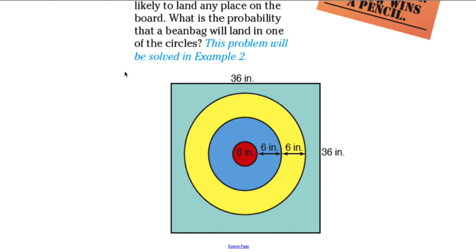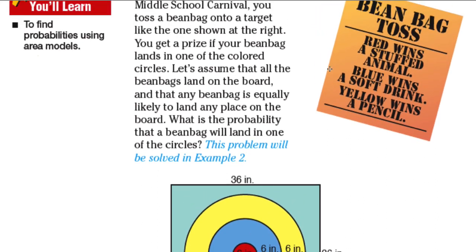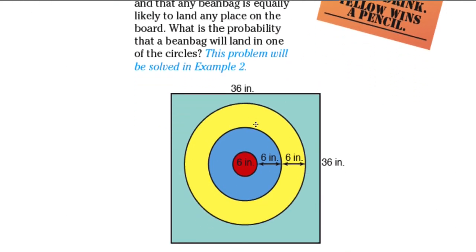So basically what it's saying is this: in a carnival, this is what you have to deal with, and it is assuming that you don't have any skill in throwing or tossing a beanbag. If your beanbag lands in any part of the circle, the yellow part, the blue part, or the red part, you win a prize. A red landing wins a stuffed animal, a blue one wins a soft drink, and a yellow one wins a pencil. So anytime your beanbag lands inside a circle, you win something. We want to find the probability that the beanbag will land in one of the circles, and we'll solve this in example number 2.